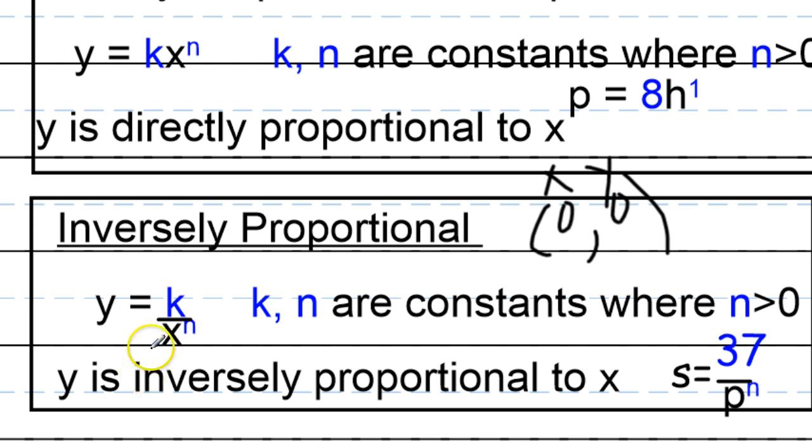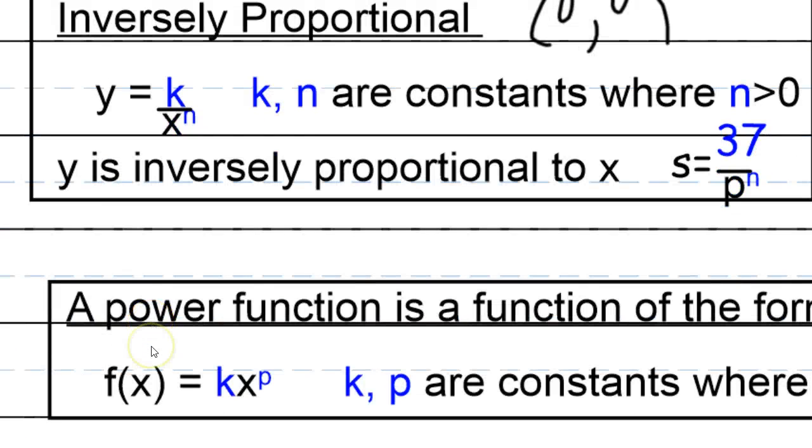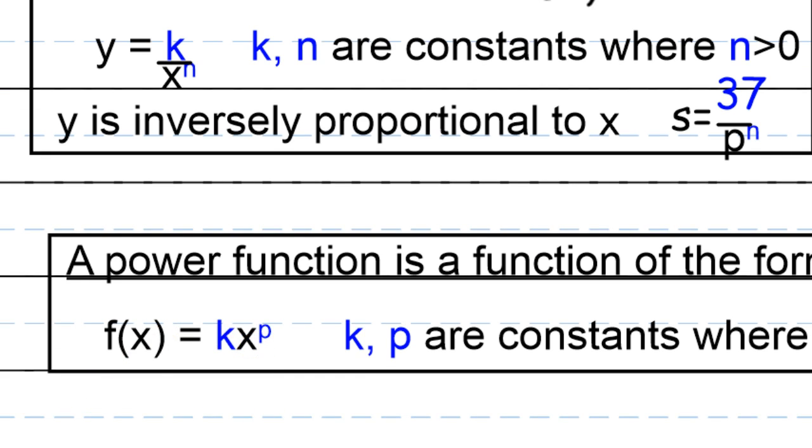So why is that of any importance? Well, let's take a look at a new type of function called a power function. A power function is of the form k times x to the p, but in this case, p doesn't have to be greater than 0. p can be positive or negative. And k, of course, is also another constant.